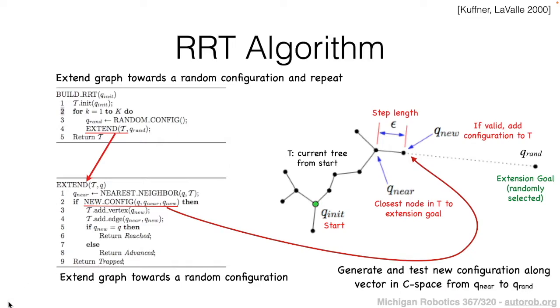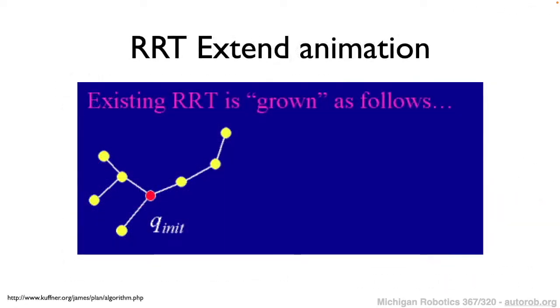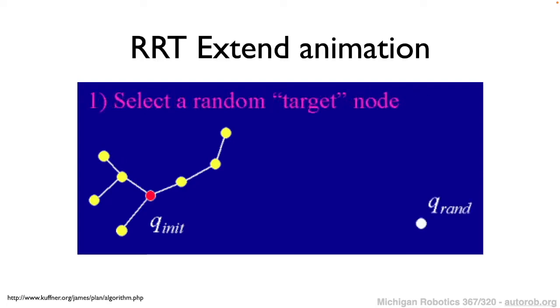So let's take a look at an animation to build some better intuition for how this extension is going to work across multiple steps. In this case, let's say that in this figure, here is the tree that's given at the current state of our RRT algorithm running. The existing RRT tree is going to be grown as follows. First, we're going to randomly sample a new configuration from configuration space. In this case, configuration space is 2D, so we sample this random point in 2D space here.